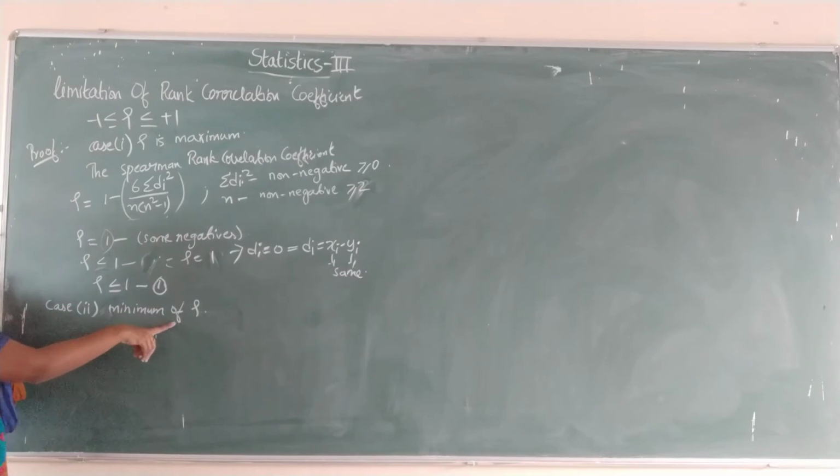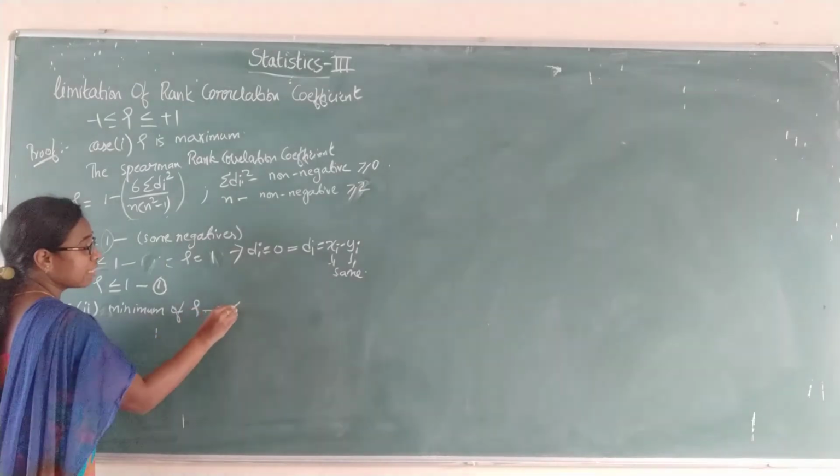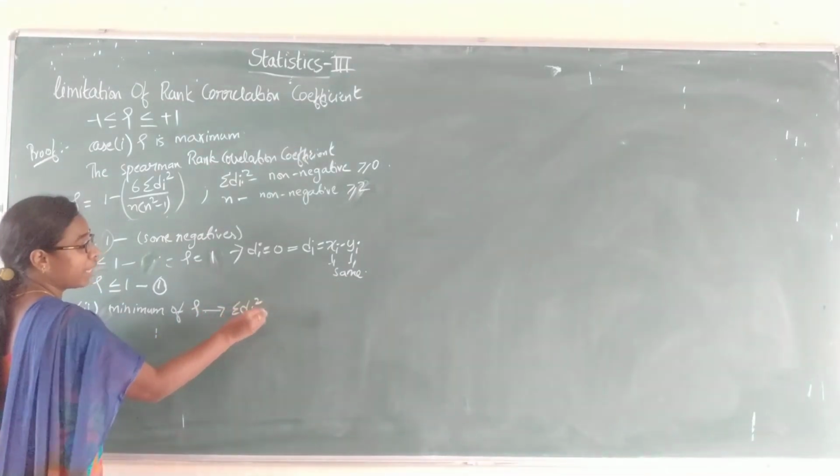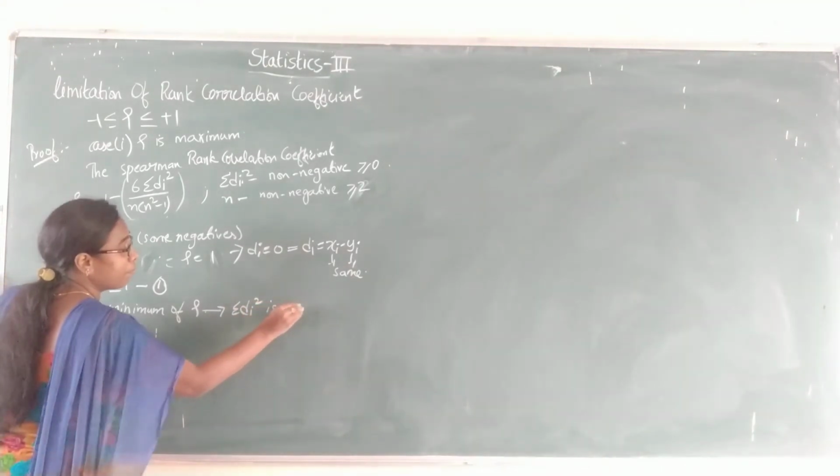When will you get rho minimum? When summation di square is maximum.